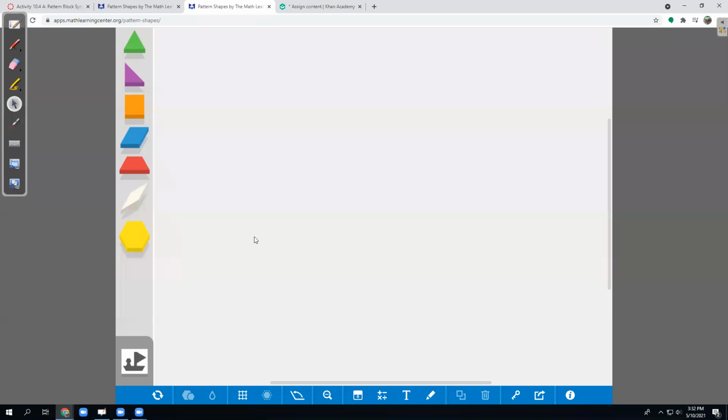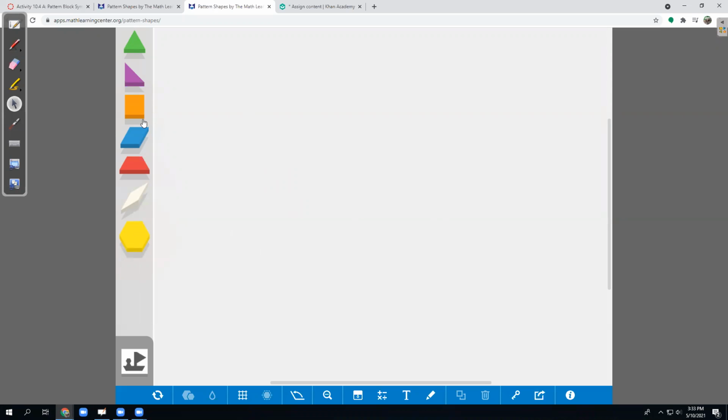And if you wish to share any of your pattern block work, remember how this works. When you use the share feature here, it only shares what's on the screen. And if you do anything after, you would have to do a new share for that to be seen.